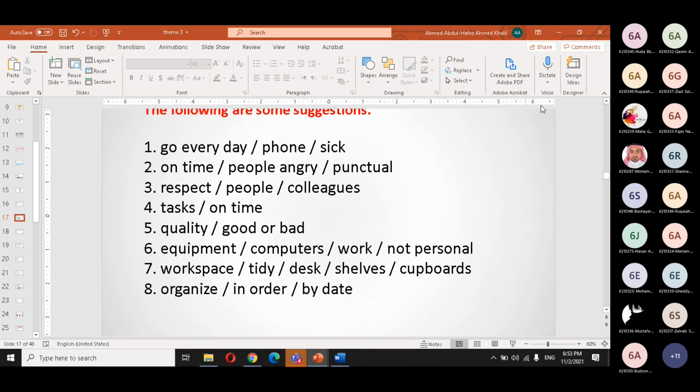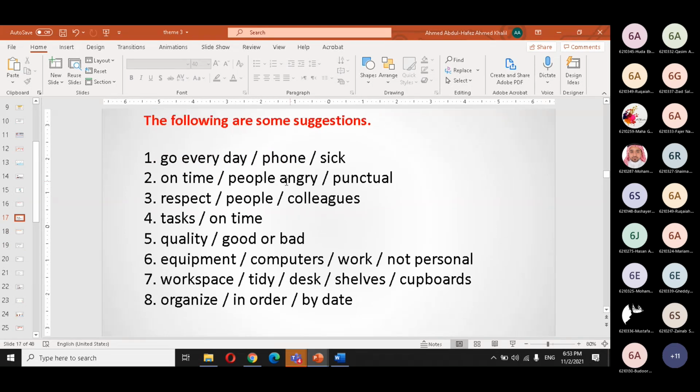The first picture, you saw these words: go every day, phone, sick. The idea here is you must go to work every day. If you are sick and you can't go to work, you must phone your manager. You must phone the company and tell them that you cannot go to work. So number 1, you must go to work every day.